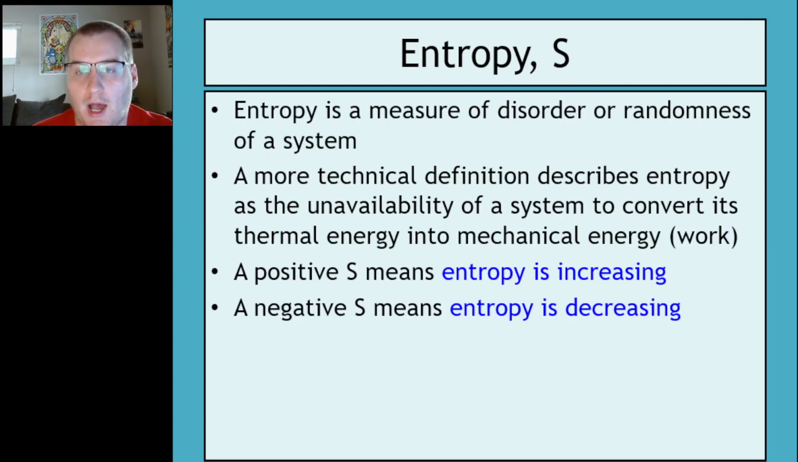Okay. Like I said, entropy is the measure of disorder or randomness of a system. A more technical definition describes entropy as the unavailability of a system to convert its thermal energy into mechanical energy. And I'm going to give you an example to talk a little bit more about what I mean by that in just a second. A positive S, a positive entropy, means entropy is going up. You can think of that as things getting more random in some way. A negative S means entropy is going down. Things are getting more organized somehow. Usually you have to put in work to organize your system.